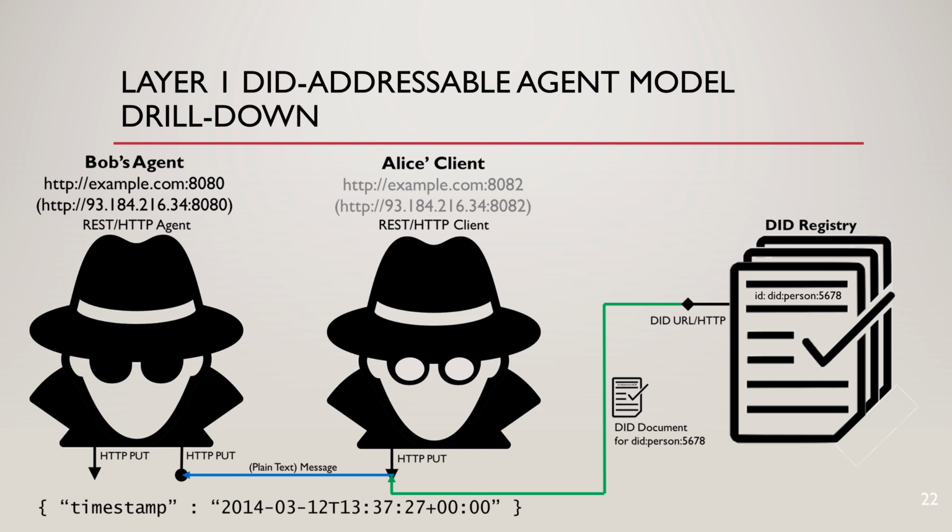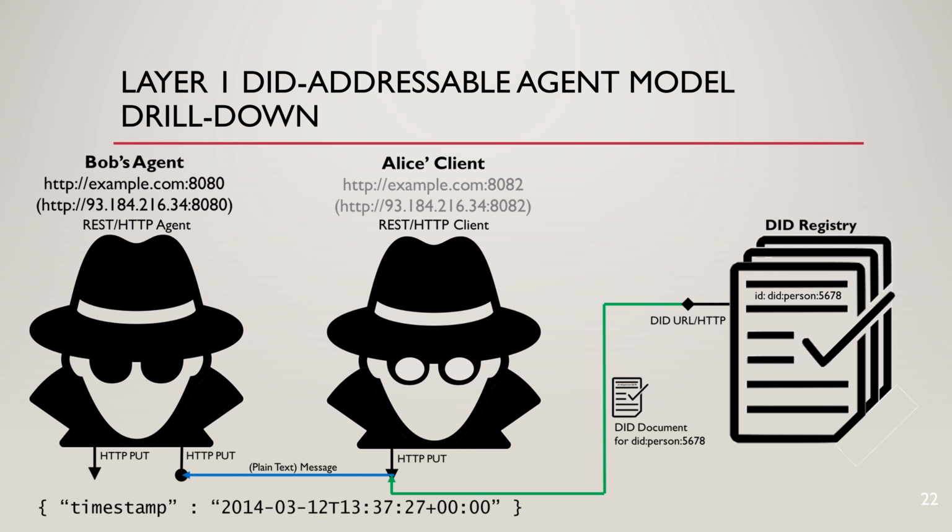And so Alice's client or Alice's agent takes Bob's DID, the DID person 5678, sends it into the registry. The registry says, aha, I have a DID document for you, and returns it. And then what Alice's client is going to do is extract from that DID document the service endpoint for Bob. And we see that illustrated by the green line. And then Alice is simply going to create an instance of an HTTP client and execute an HTTP put against that service endpoint URL for Bob.